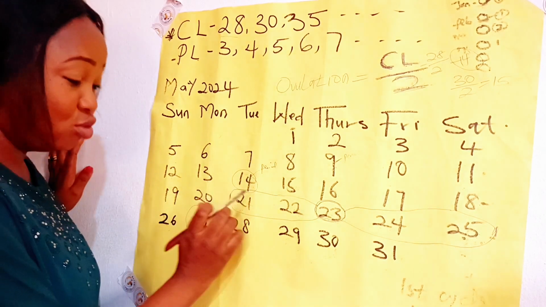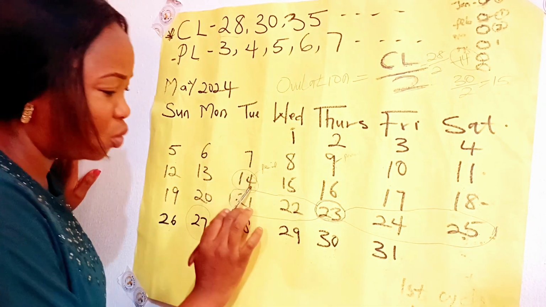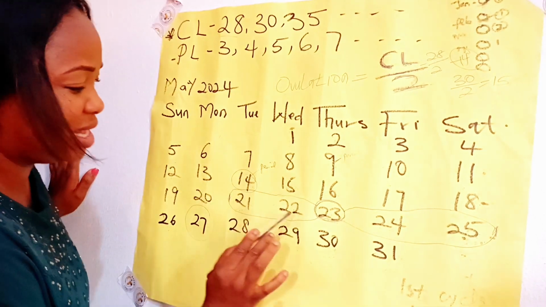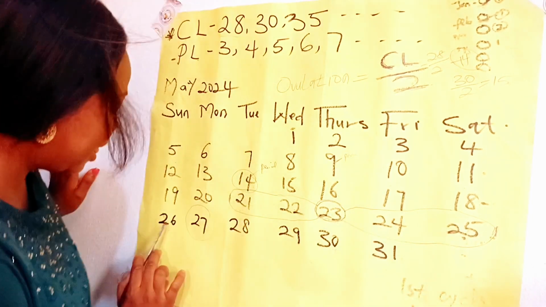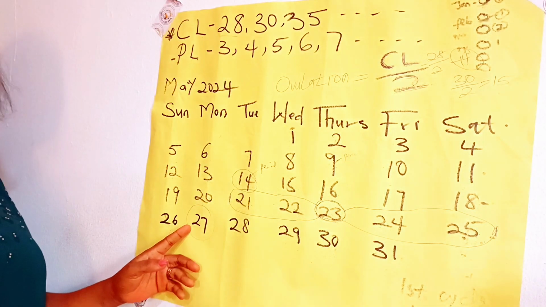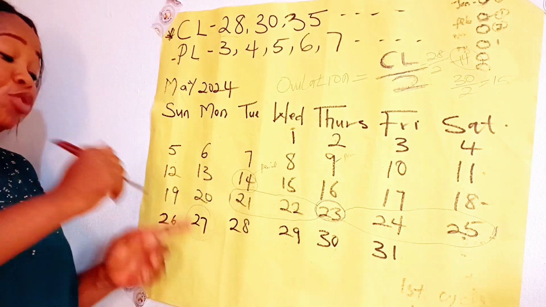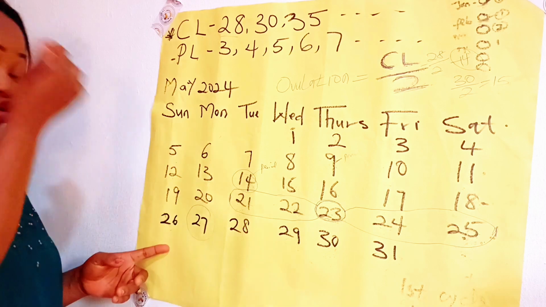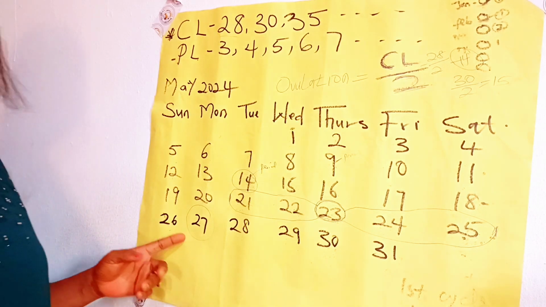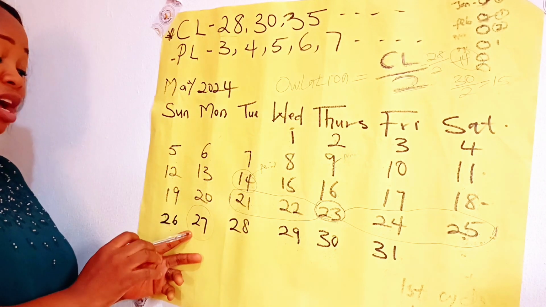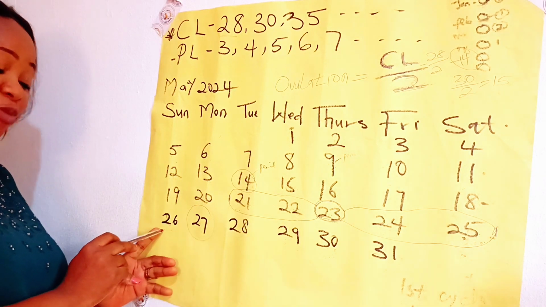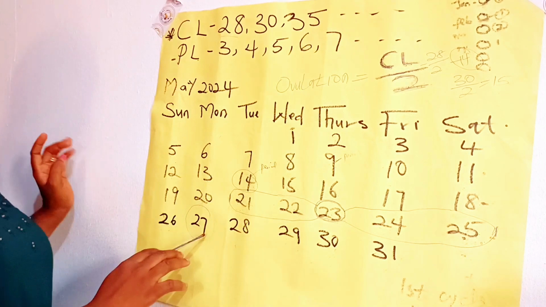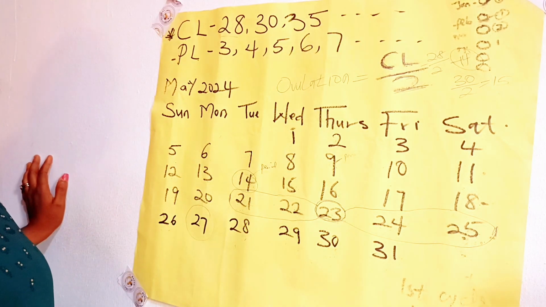Let's count it again. You started seeing it, day 1, on the 14th, right? 1, 2, 3, 4, 5, 6, 7, 8, 9, 10, 11, 12, 13, 14. You see? So day 27 is likely to be your ovulation day. Meaning if all things go well in your body, on the 27th of May you will ovulate. So if you have sexual intercourse that day, you are likely to get pregnant. If you have sexual intercourse before that day, you are likely to get pregnant. If you have sexual intercourse after that day, you are also likely to get pregnant.